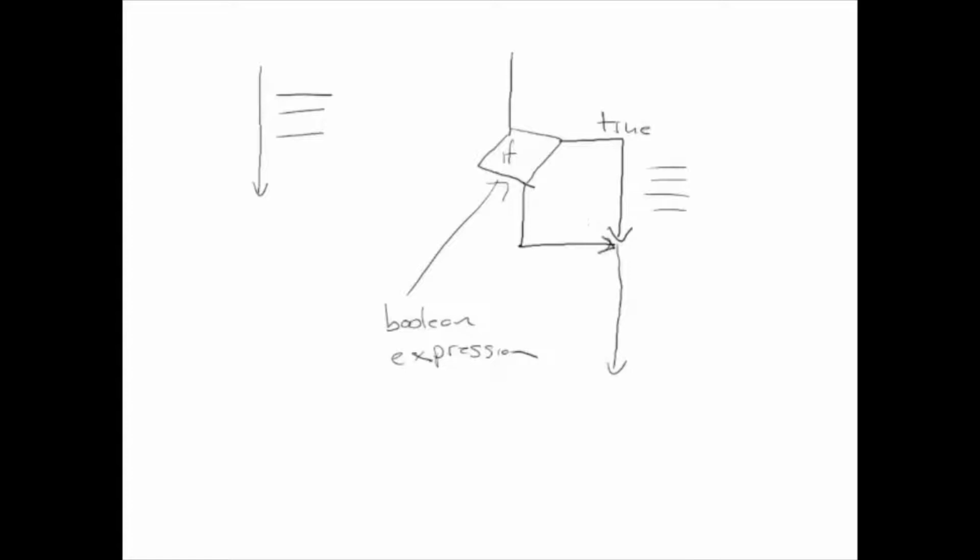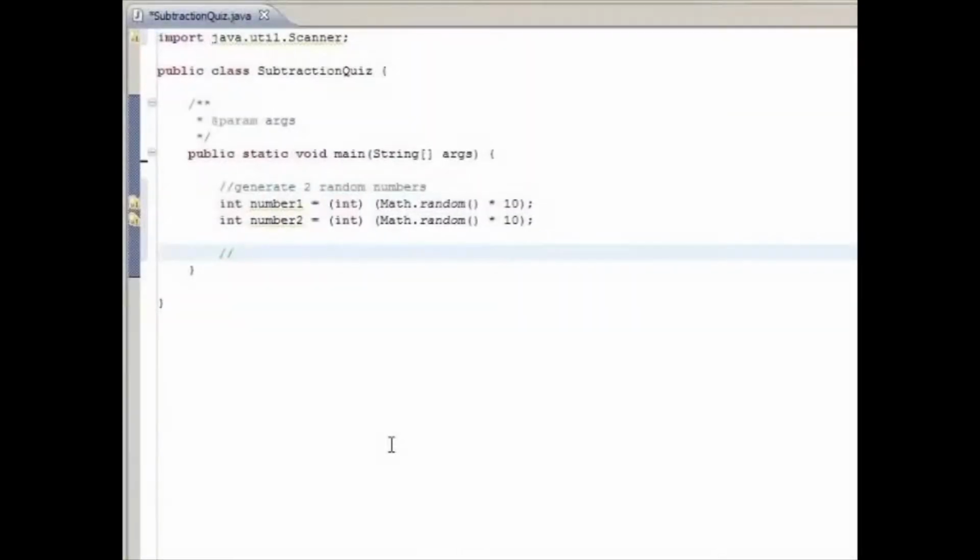So if the Boolean operation is true, we execute this block of code. If it was false, we skip it until we get to the end of the block, and then we continue executing. So that's what an if statement looks like. So back over into Eclipse now. We can swap the numbers if we need to. So if number1 is less than number2, swap them.